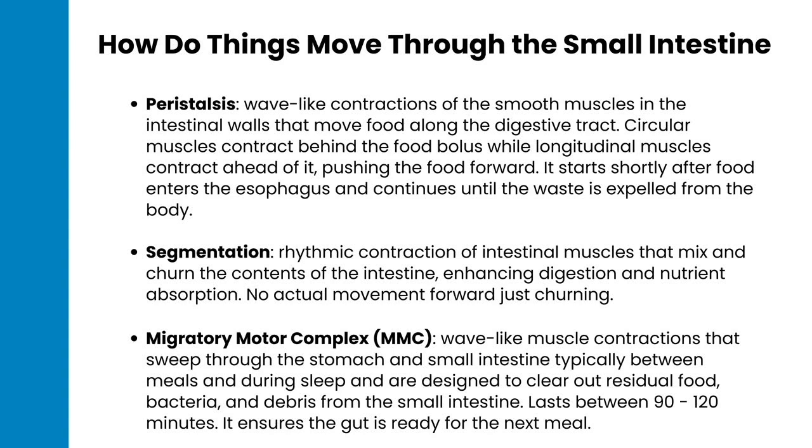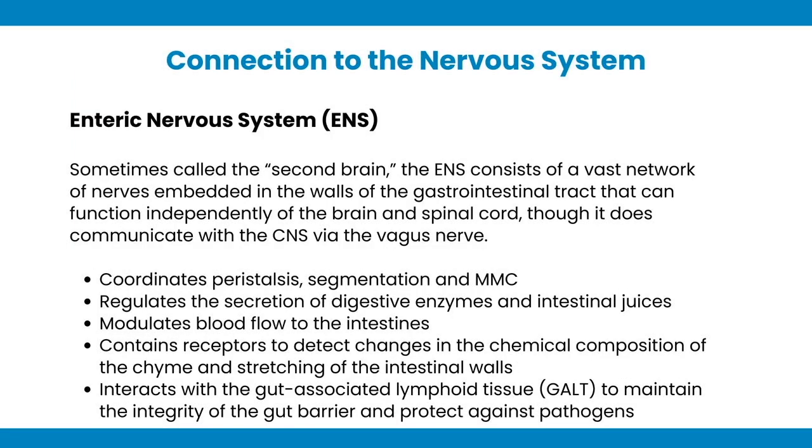And it's like sweeping the stomach and the small intestine between meals, when you sleep, and it's just getting rid of all that kind of extra debris. Now, the enteric nervous system. This is where most issues happen for people. It's with their nervous system. The gut has its own nervous system called the enteric nervous system. We often call it the second brain.